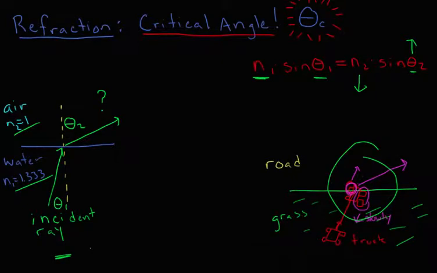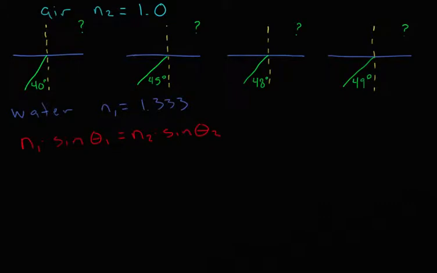All right, let's do a few examples with numbers. Here we've got some numbers ready to plug in. Again, in all 4 of these examples, we're going from water into air. And let's calculate the new angle that the incident ray is going to travel once it actually reaches the air. Is it going to turn, and what angle is it going to turn at?